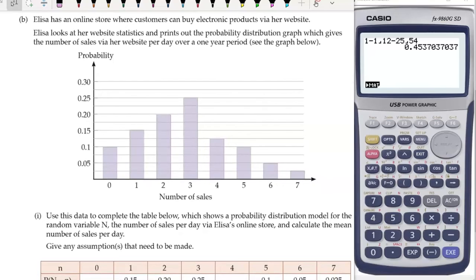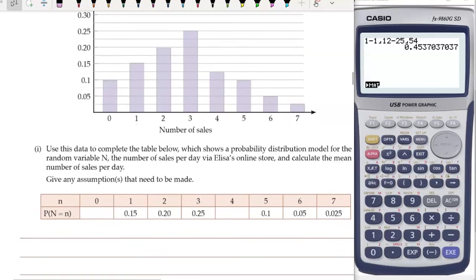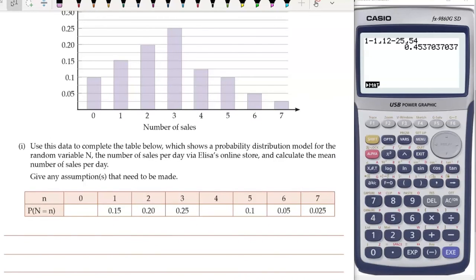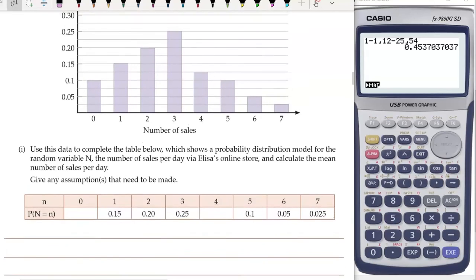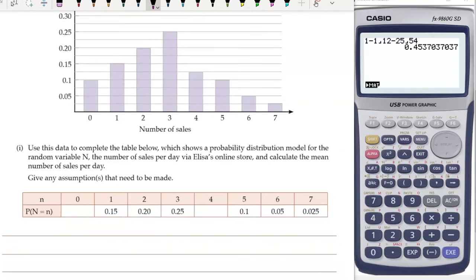Finally, we've got a distribution model of the number of sales through the website per day. So we've got number of sales along the bottom. We've got the probabilities up the side of getting that number of sales in a day. So use this data to complete the table below, which shows a probability distribution model for n, the number of sales per day. So let's just read off of the table. We're missing a value for 0 and 4.